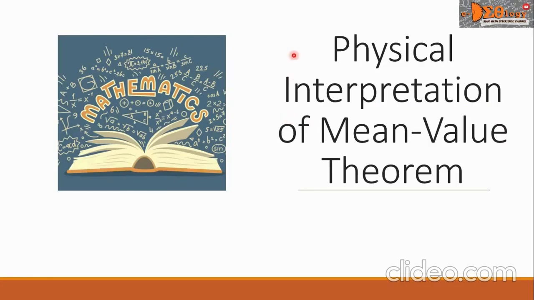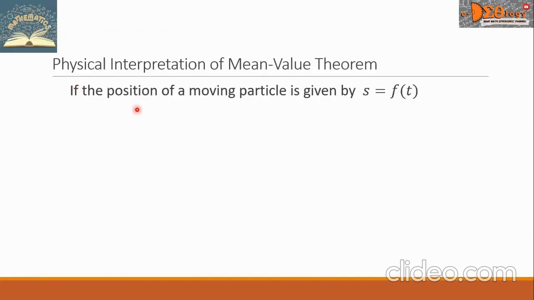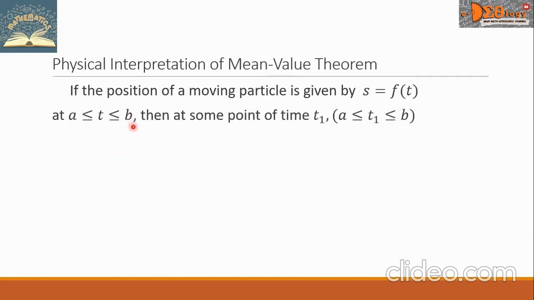Today, we're going to study physical interpretation of mean value theorem. If the position of a moving particle is given by this function s equals f of t, at the closed interval of t from a to b, then at some point of time t sub 1, take note that this t sub 1 is inside the closed interval from a to b.